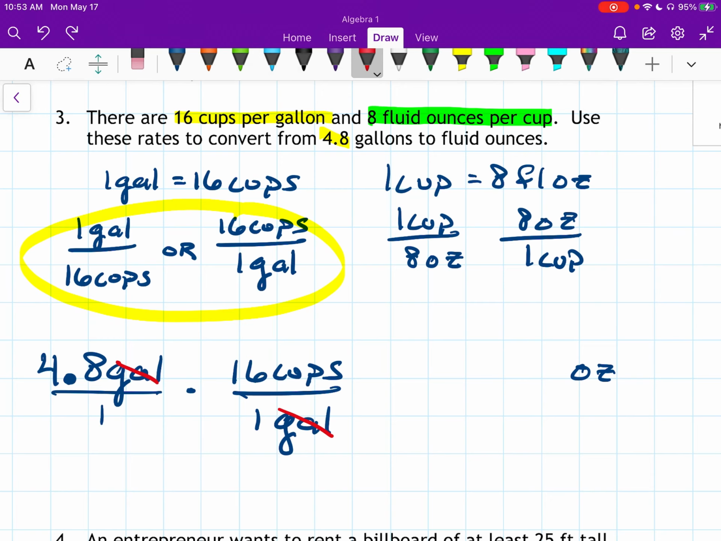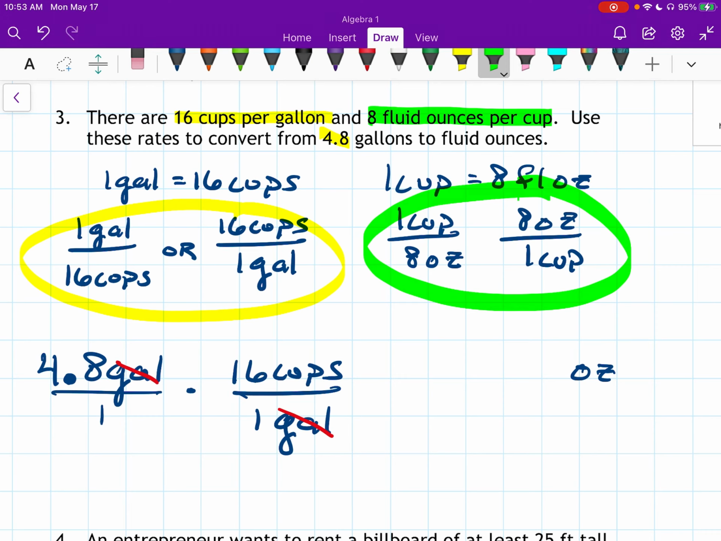Okay, now I'm not going to finish yet. So now I have my thing in cups, right? This is listed in cups. So if I were to multiply out, I'd have cups. But I want to finish in ounces. So next up, I need to pick one of these two that would cancel out my cups and give me ounces. So I need cups in the denominator and 8 ounces in the numerator. So now my cups cancel, and I've got ounces.